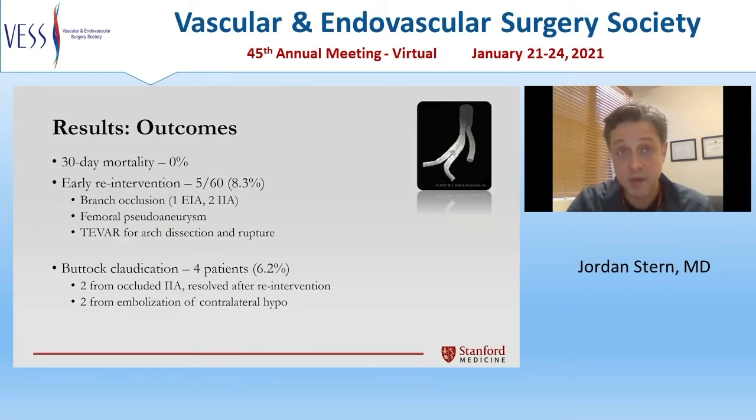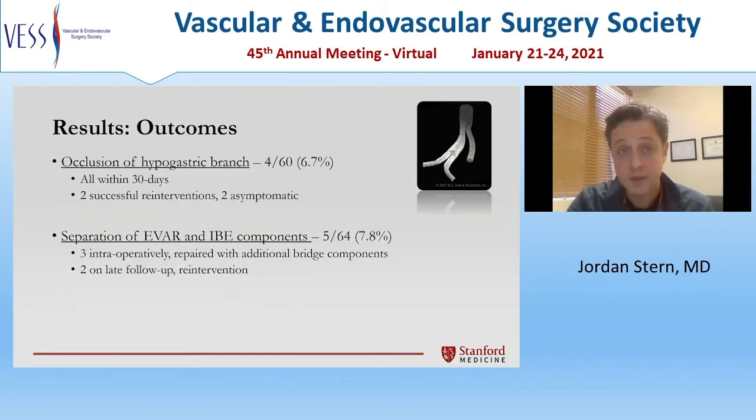4 patients experienced buttock claudication. 2 of these were in cases of hypogastric occlusion, and the other 2 in patients with patent internal branches but who had undergone embolization on the contralateral side. Overall, hypogastric occlusion occurred in 4 patients, all within the first 30 days. 2 of these were asymptomatic and no intervention was undertaken. The other 2 were intervened upon for buttock claudication, as previously noted, and successfully reopened with resolution of symptoms.